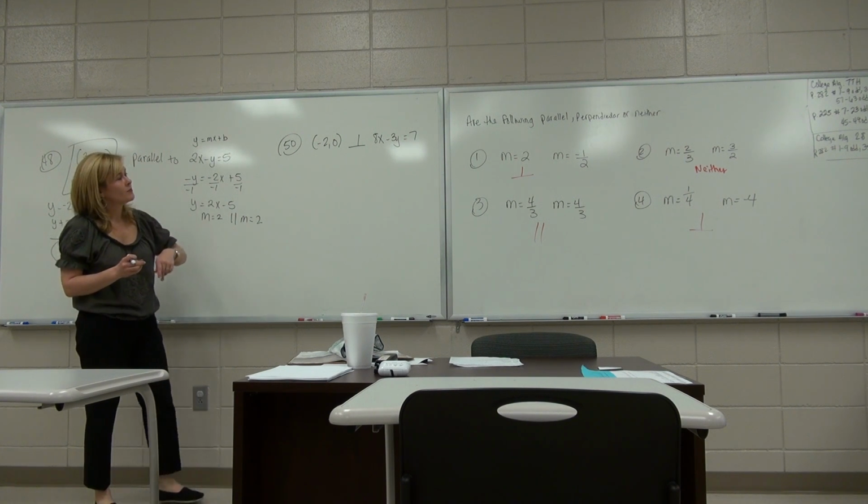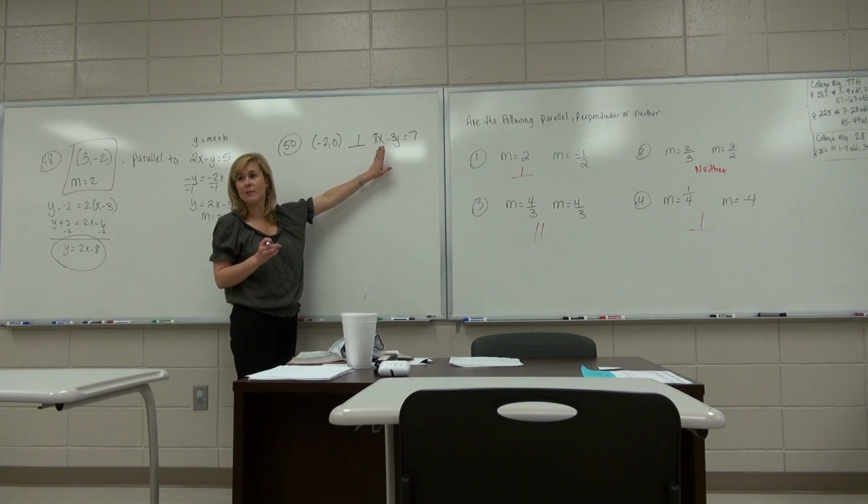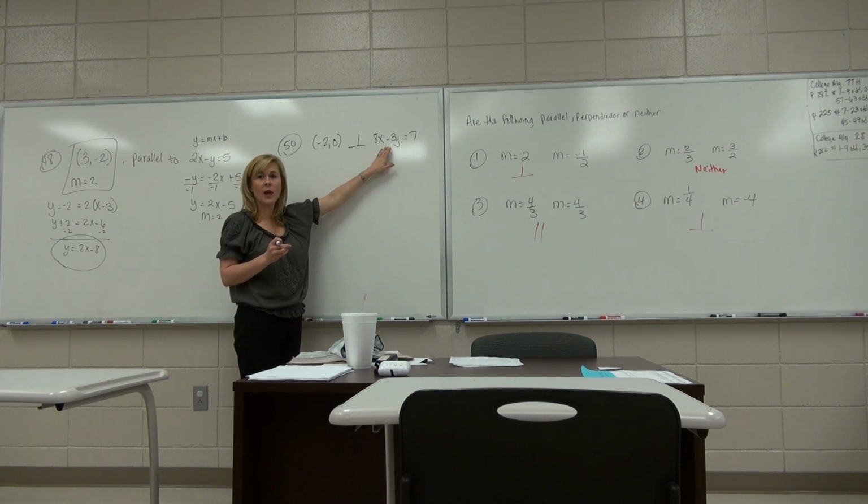Well, I need to get y on the side by itself on this one so I can tell the slope, right? So solve this equation for y, so you can find the slope of it. Then the slope of the one we want is going to be when you change the sign and flip it. You can get y by itself.